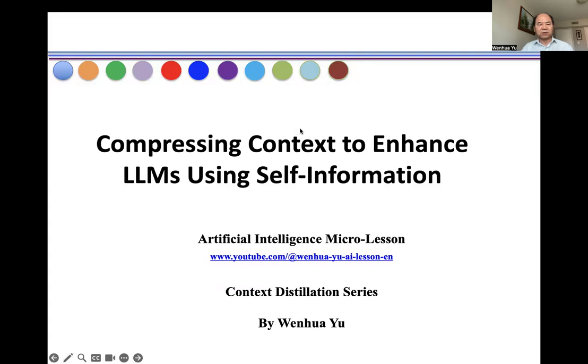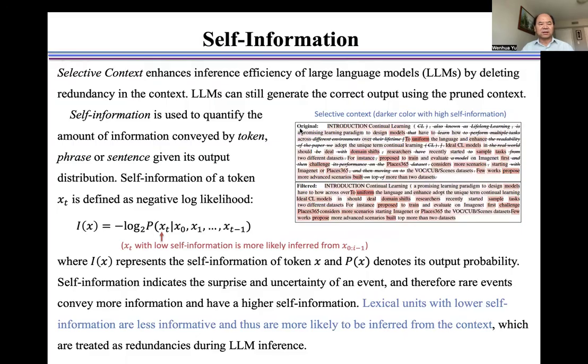In this video, I introduce compressing context to enhance large language models using self-information. Selective context enhances inference efficiency of large language models by deleting redundancy in the context. Large language models can still generate the correct output using the pruned context, as shown here.